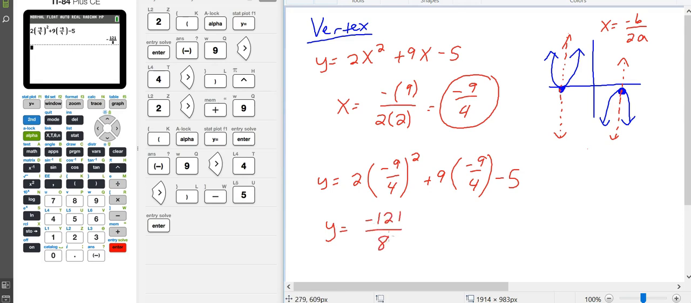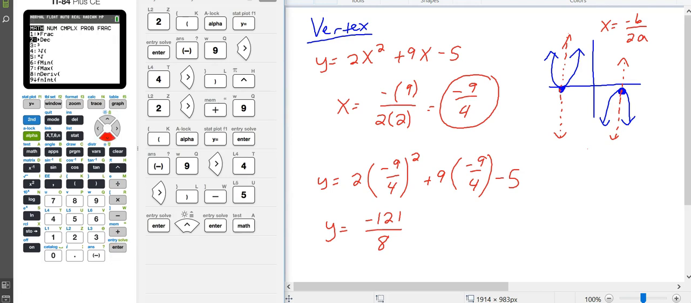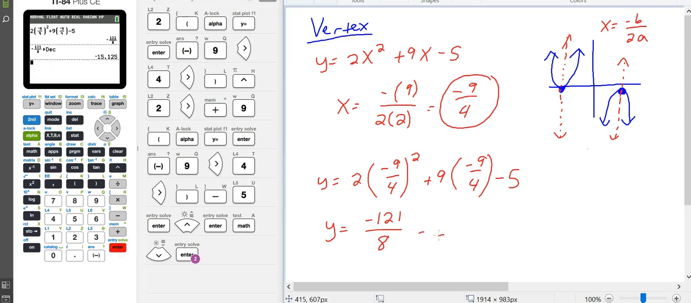We can find that in a decimal to see approximately what it is. Math, down to decimal, and enter. So it would be approximately -15.1, or just -15.125. And let's see if that's accurate.